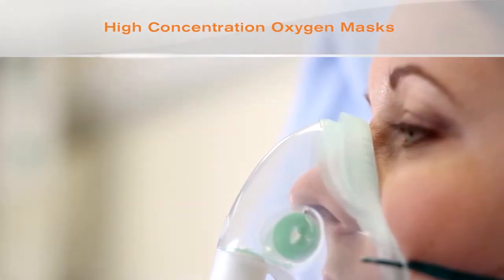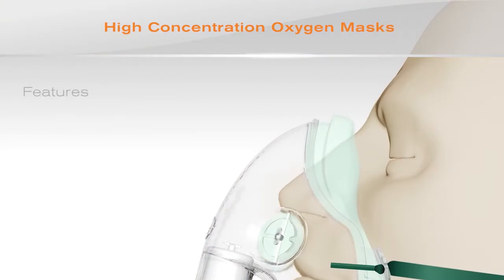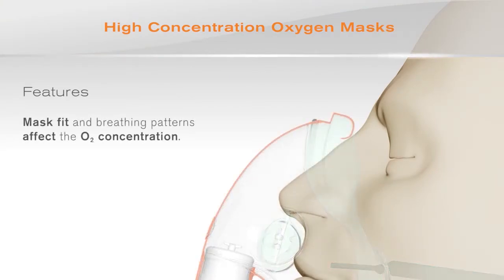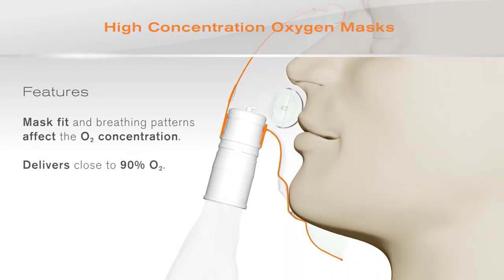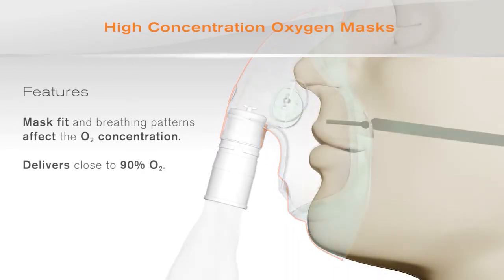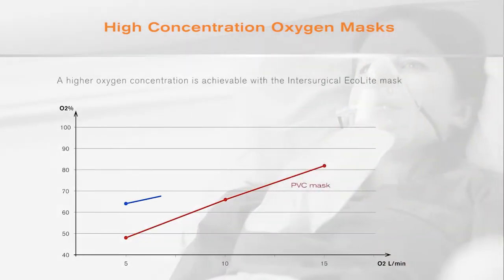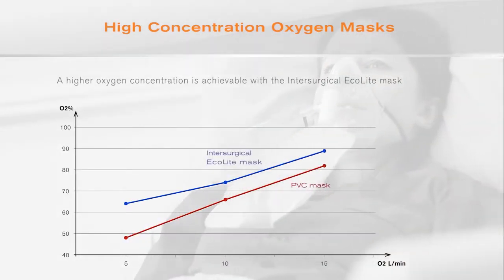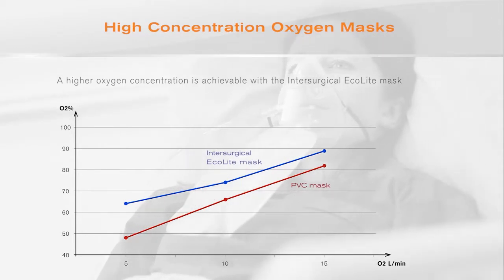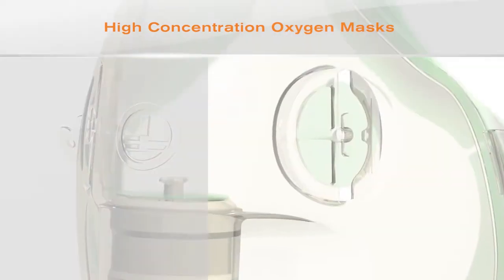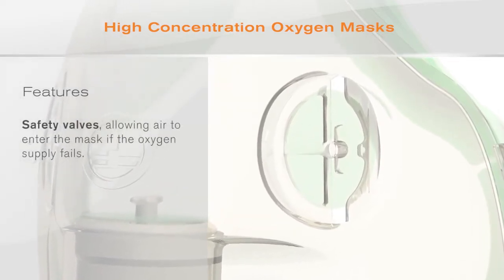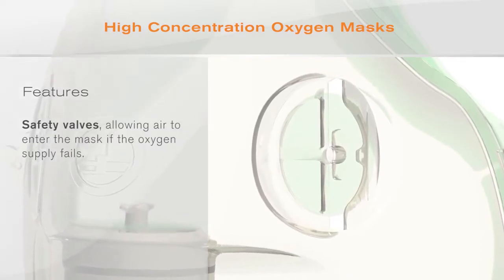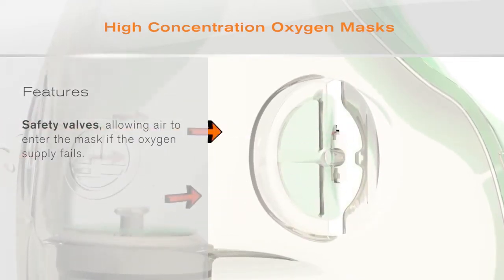The improved fit achieved with the new generation Intersurgical Ecolite masks minimises the amount of air that is entrained through the sides of the mask, and hence concentrations approaching 90% oxygen can be delivered to the patient where flows are set between 10 and 15 litres per minute. This improved performance, however, makes it necessary to include mask safety valves. In the event of the oxygen supply failing and the reservoir bag emptying, the safety valves will open, allowing air to enter the mask and the patient is still able to breathe.